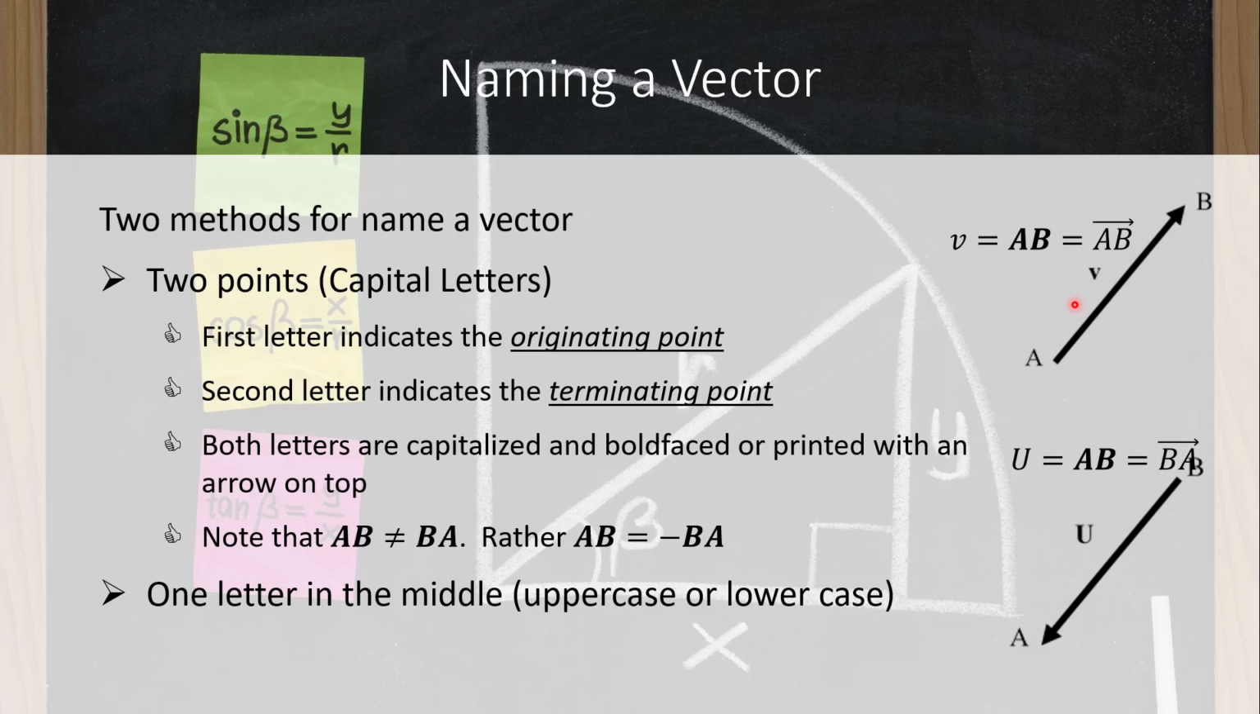Now, when we specify the vectors, sometimes we will embolden the AB if we can, or other times we will just put an arrow on top of AB to indicate that it is indeed a vector. Once again, notice that AB and BA are not the same vectors. They may have the same magnitude, but they have completely different directions. As a matter of fact, BA is the opposite of AB. And if you added these two together, you would get the zero vector, which is a vector that has zero length. The other way to name a vector is essentially using either a lowercase or an uppercase letter right in the middle of the vector.